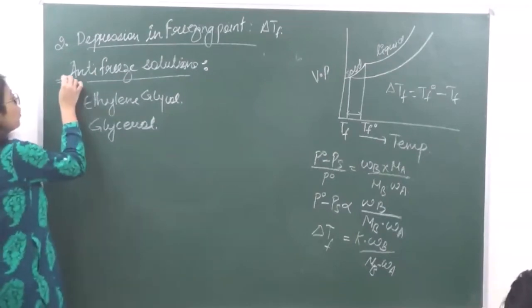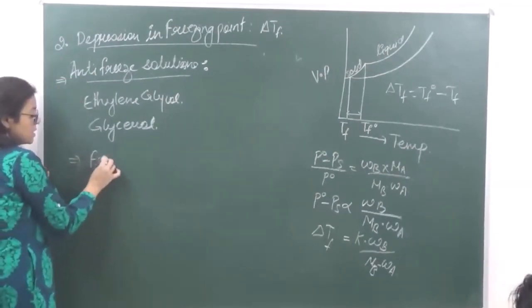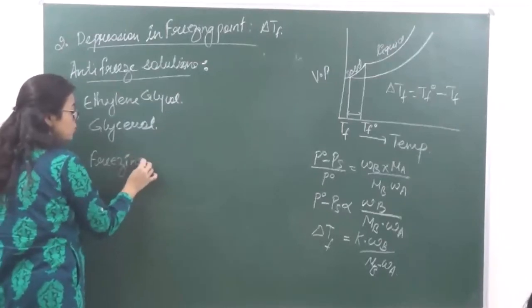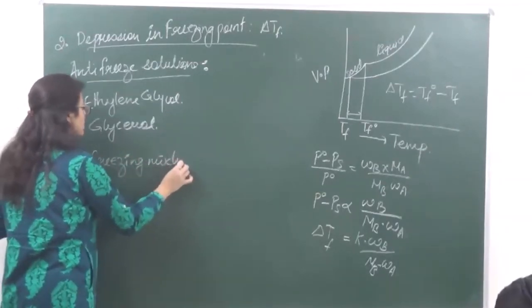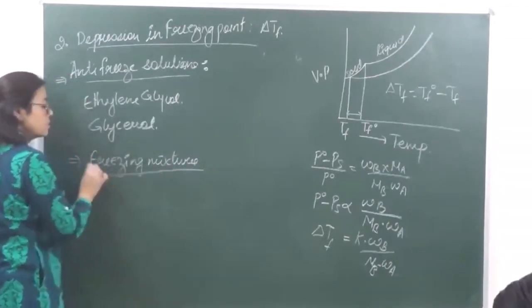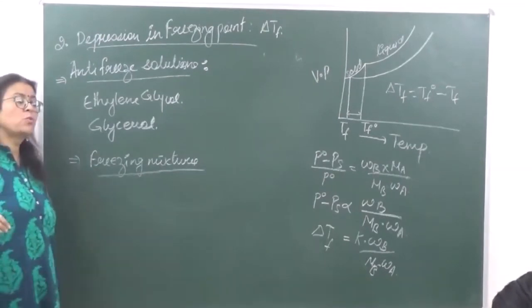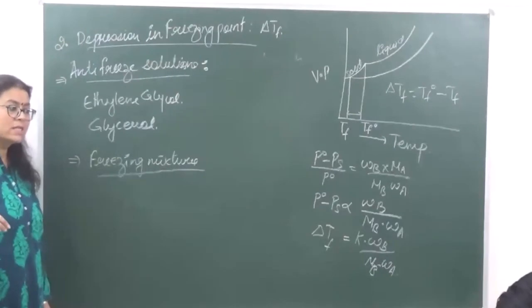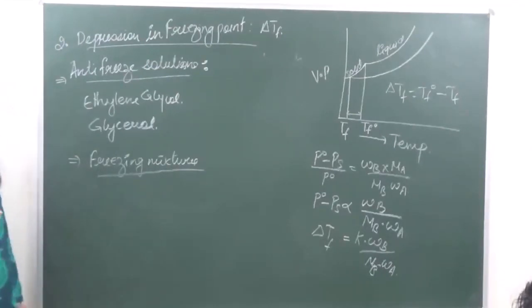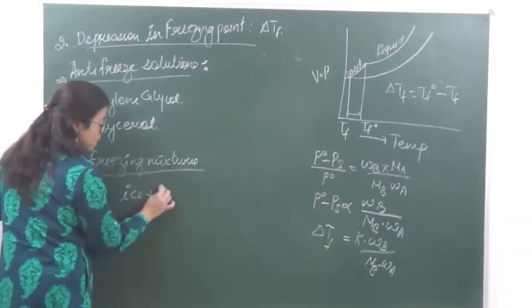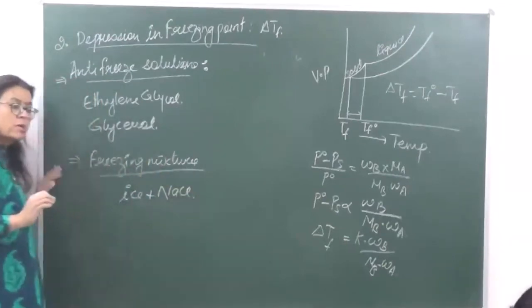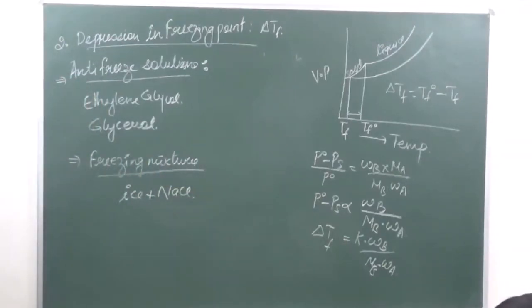Another application of this is freezing mixtures. Freezing mixtures are used to lower the temperature. They are generally used for making ice creams or inside the laboratories to make the temperature lower than 0 degrees Celsius. What is this freezing mixture? It is a mixture of ice and sodium chloride. This is what a freezing mixture is.